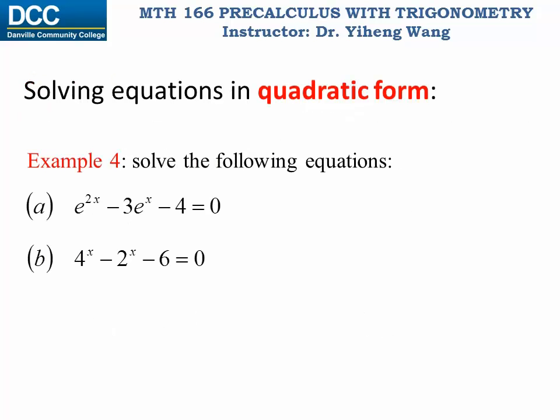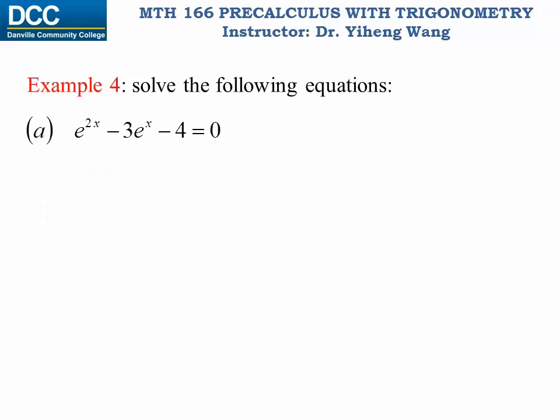Now I'm going to show how to solve these 2 equations by recognizing that they both have a quadratic form. To solve this kind of equation, it is crucially important that you are familiar with the exponential property, that you know that e to the power of 2x equals e to the power of x, and then raised to the second power. Therefore, you can rewrite this equation into this form, which should look very familiar to you, because it has a similar quadratic equation form.